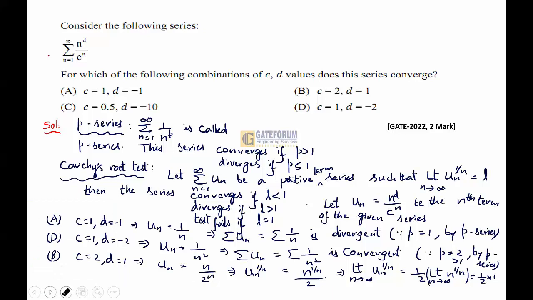I can write in the next slide to understand in a better way. This is half. This half value we denote by L. We got less than 1. Since limit n tends to infinity, limit of n power 1 by n is equal to 1. Therefore, by root test, the series sigma n un is convergent.